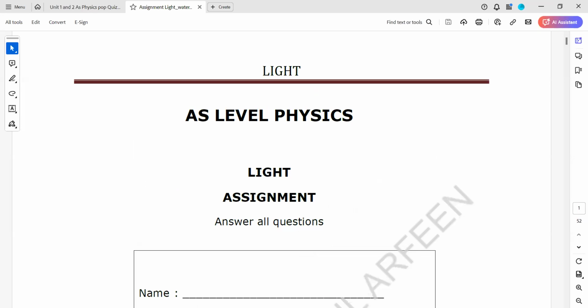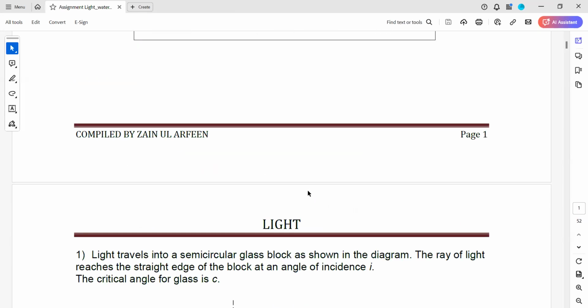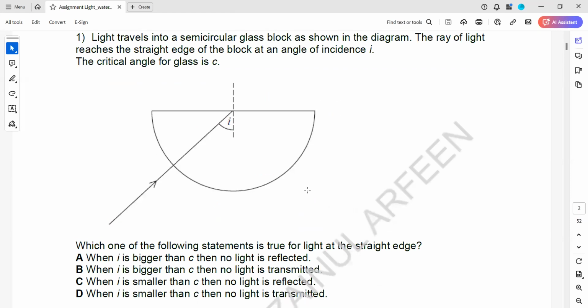So the assignment which is related to topic light. The first one, light is traveling into a semicircular glass block as shown in the diagram. The ray of light reaches a straight edge at angle of incidence I and the critical angle is C. Which of the following statements is true at the straight edge?